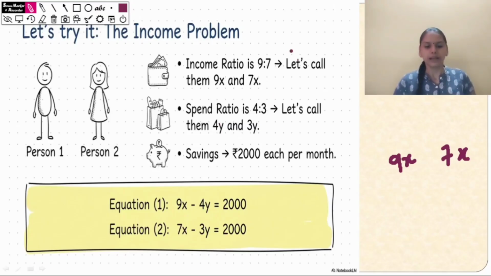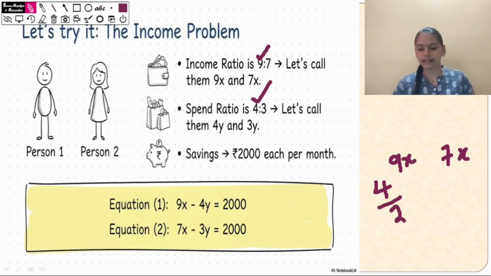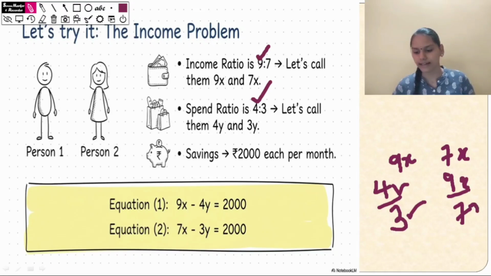See, he has more income, so he'll spend a little bit more than her. So he is spending 4 times, she is spending 3 times. Means he has 9x, she has 7x. He is spending 4x and she is spending 3x.